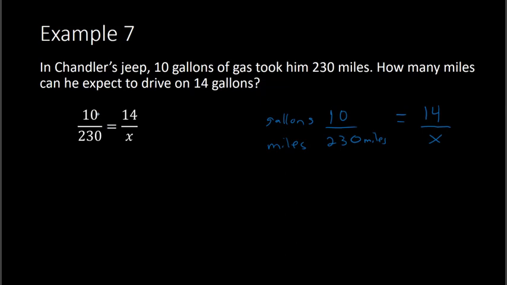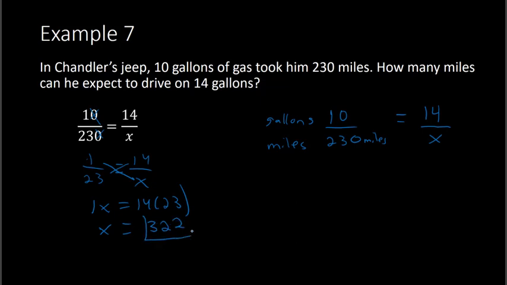So before I cross multiply, I can make this a little bit simpler for myself by dividing the top and the bottom by 10 on this ratio. I can write that as 1 over 23 equals 14 over x. So I've made some smaller numbers for myself. So from here I can cross multiply. 1 times x equals 14 times 23. So 1x is the same thing as just regular x. And then 14 times 23 would be 322. So my answer is 322, meaning that on 14 gallons, Chandler can expect to drive about 322 miles.